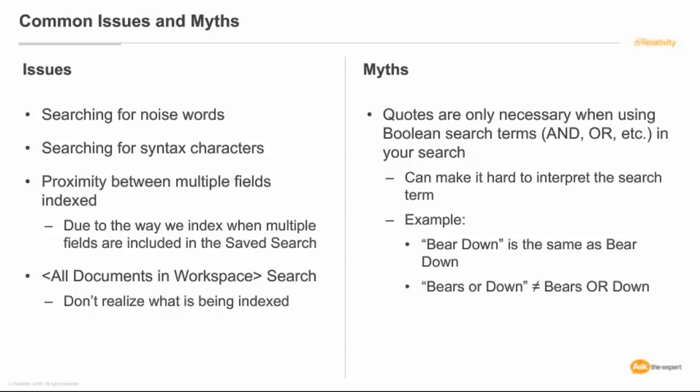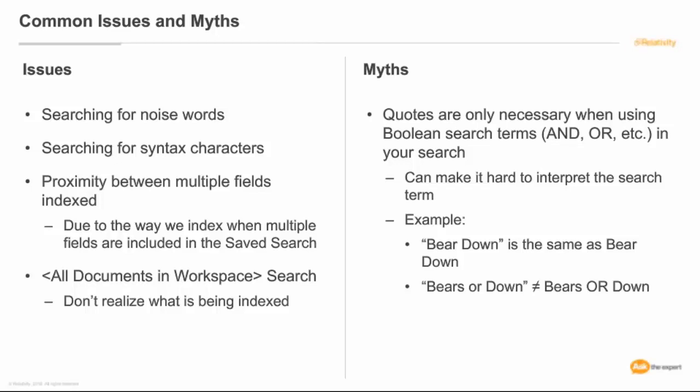Then a few myths that we have. One of them is that quotes are always necessary. Really, quotes are only necessary when you're searching for Boolean search terms, so your and, or, not, etc. If you have any of those in your search, you need to remove them from the noise word list and then use quotes to tell dtSearch that you want to use that word as the word itself and not as the Boolean syntax.